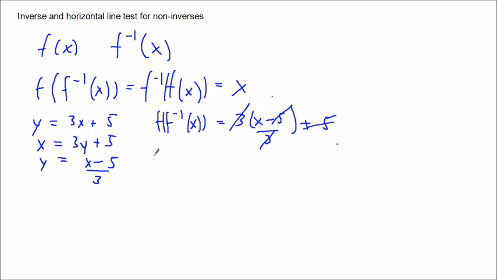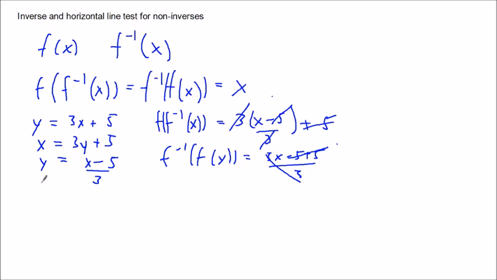What about f inverse of f of x? Well, f inverse of f of x is equal to (3x - 5 + 5)/3. Cross those and cross those. Correct. It's really satisfying, right? F inverse of f of x is equal to x.